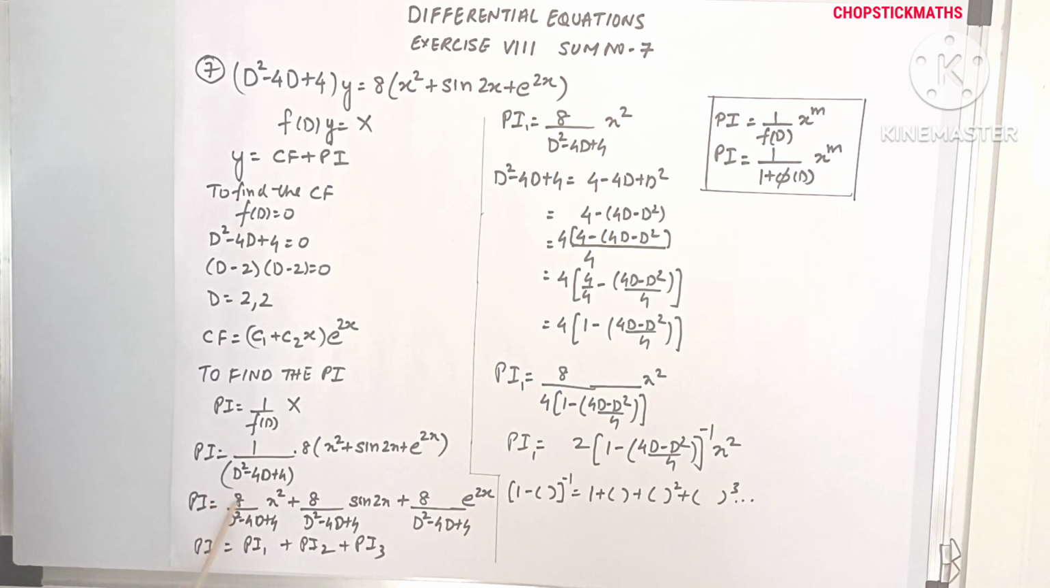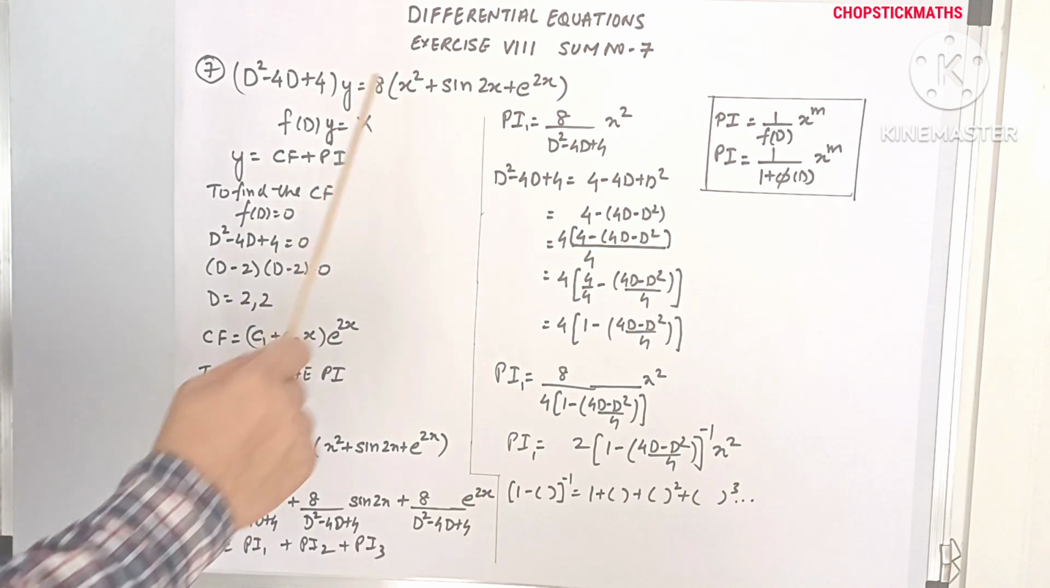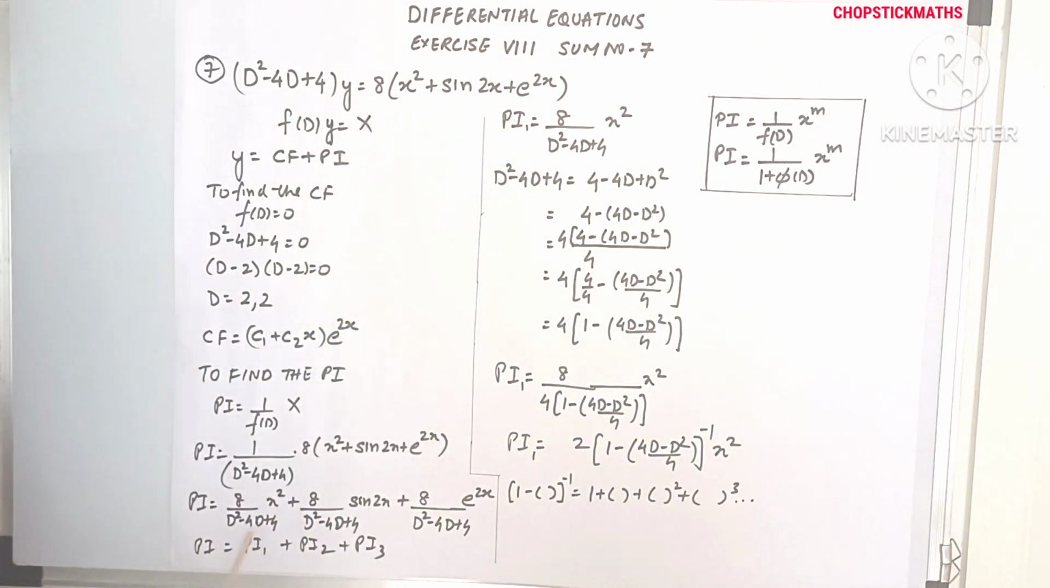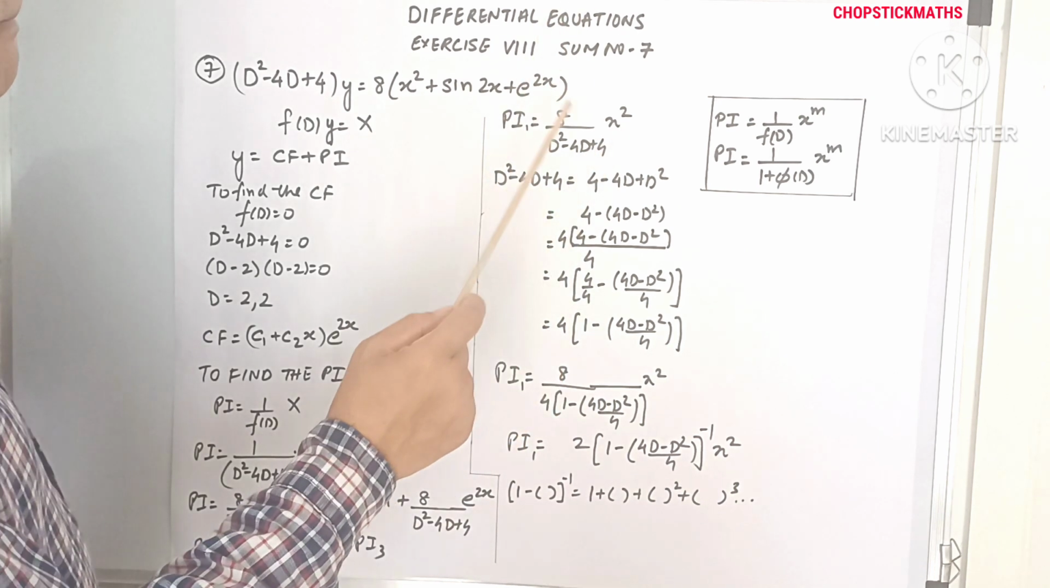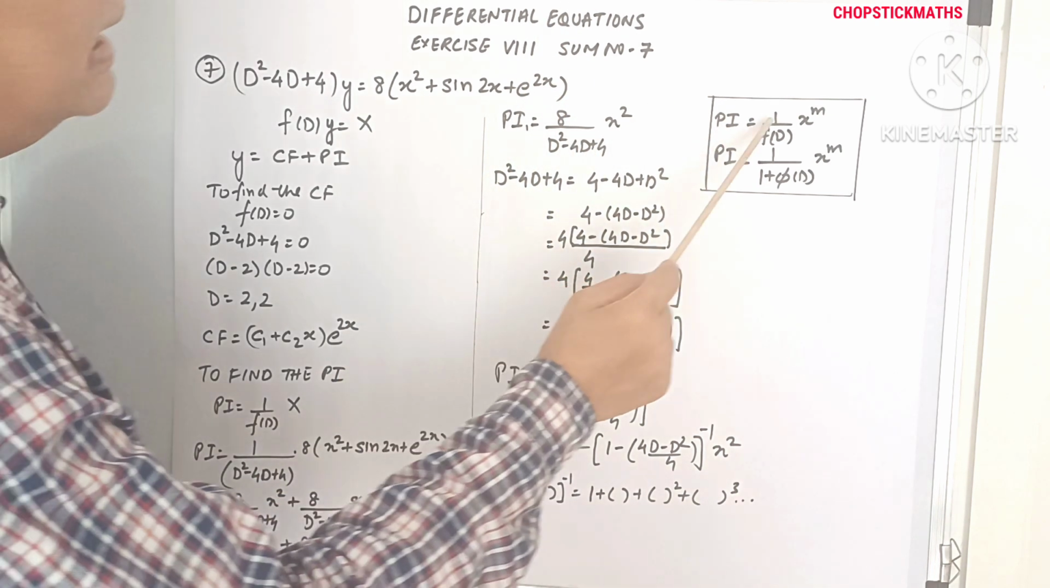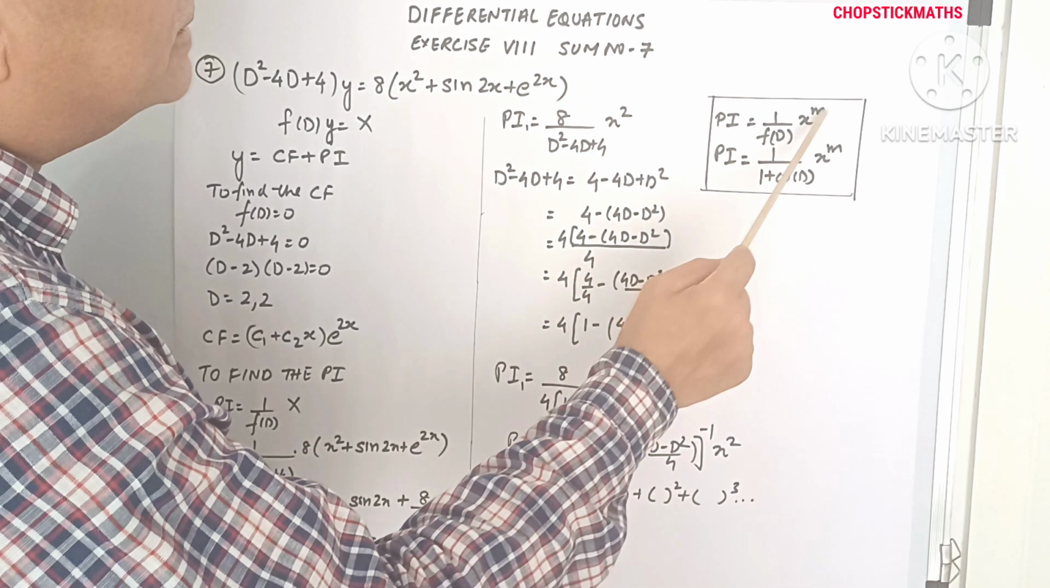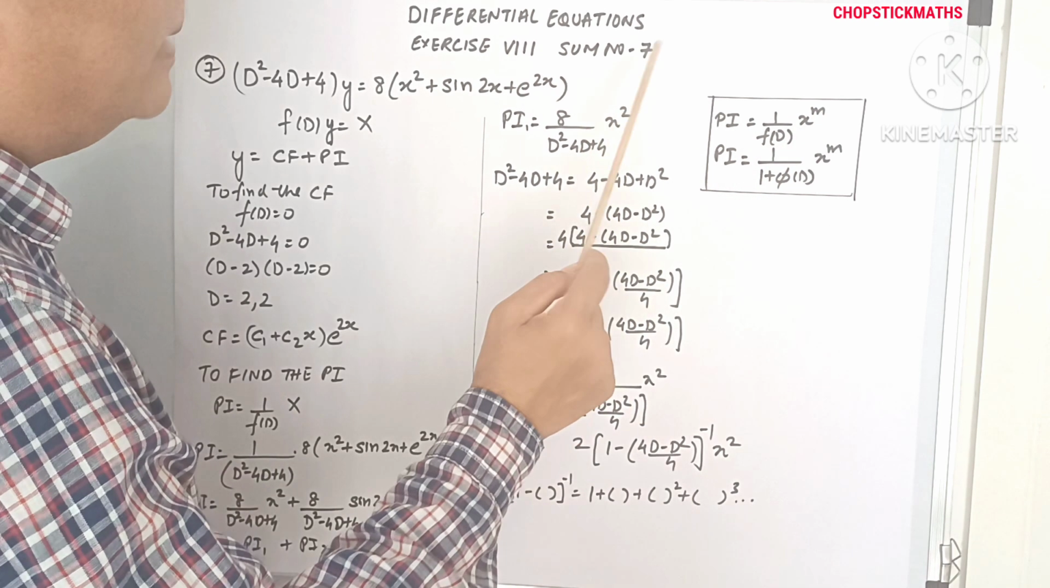Now if you see, the PI has three parts because there are three different functions. So we shall call it PI = PI1 + PI2 + PI3. Let us first find PI1. PI1 is 8 upon D² − 4D + 4 into x². Now this is of the type PI = 1 upon f(D) into x^m, where x^m is x².